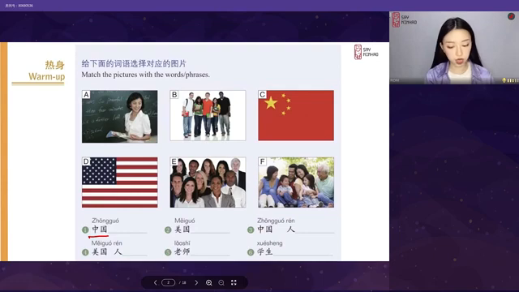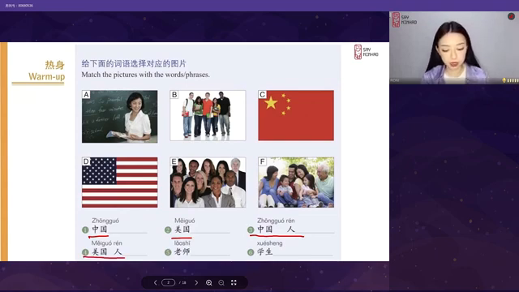So first one here, read after me please. 中国. I think some of you might already know what this means. It actually means China, right? The People's Republic of China. And next one is 美国. It means America. Okay, next one is 中国人. Read after me, please. 人 means human, person. So 中国人 actually means Chinese people.